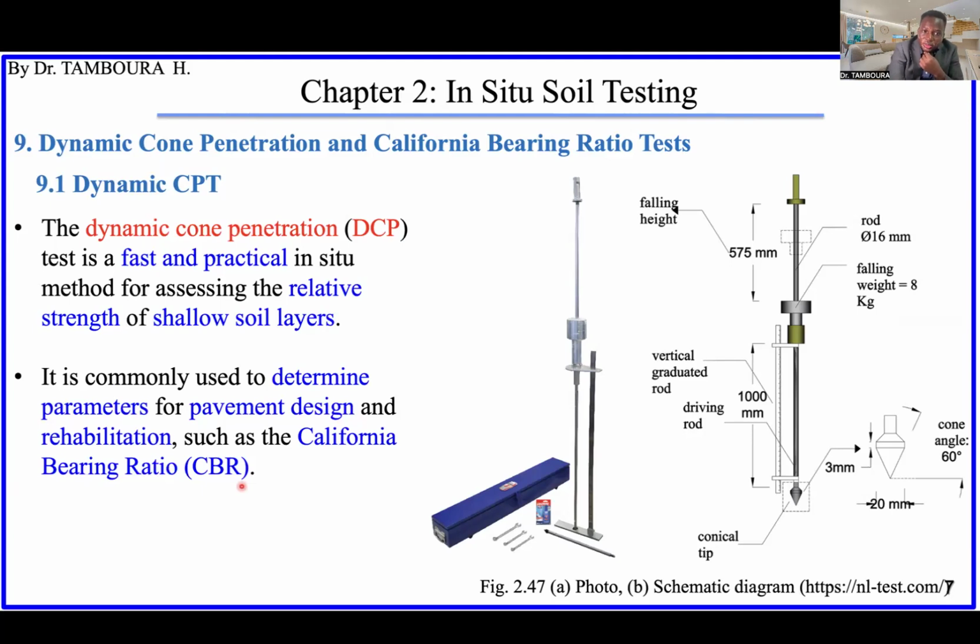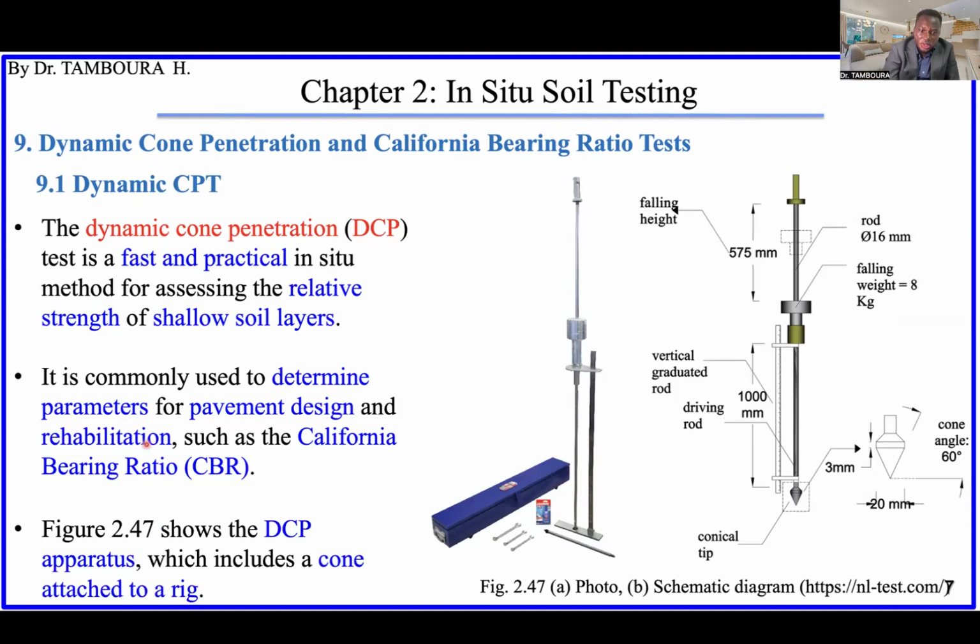And this test also helps in the determination of parameters for pavement design and rehabilitation. Rehabilitation after maybe a disaster, for example, or to determine the parameters for the subgrade of a road, for pavement. Okay, so this figure actually shows the apparatus, as I said, and you can see the cone here.